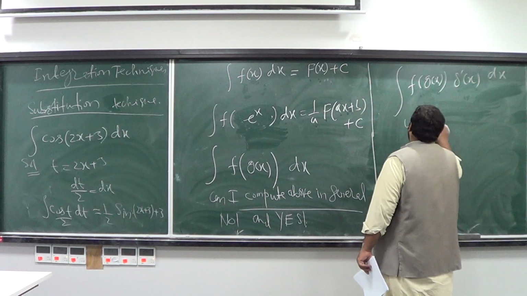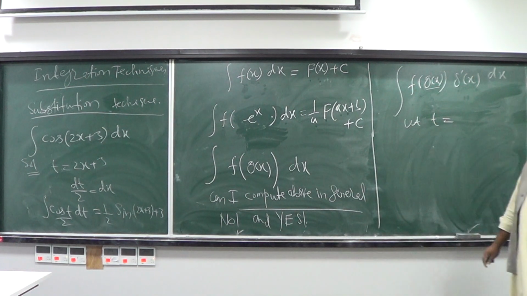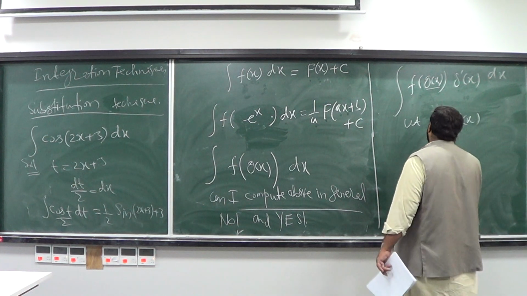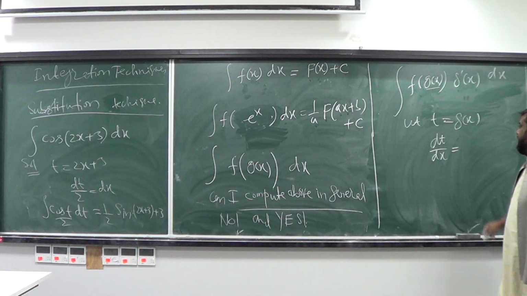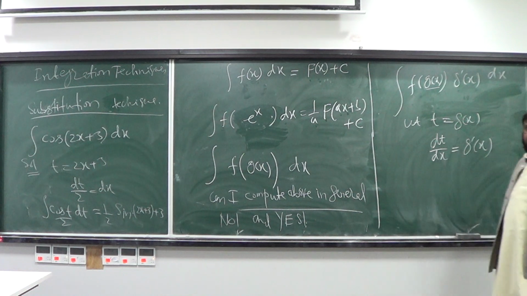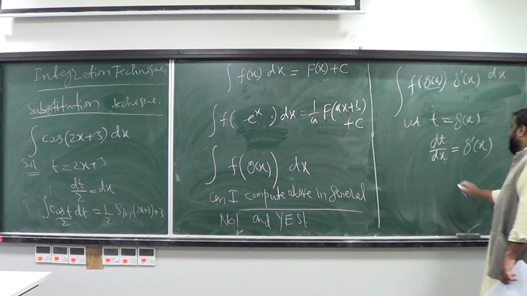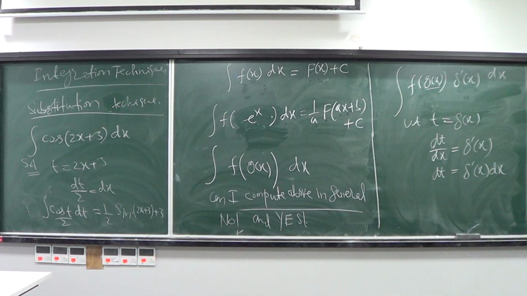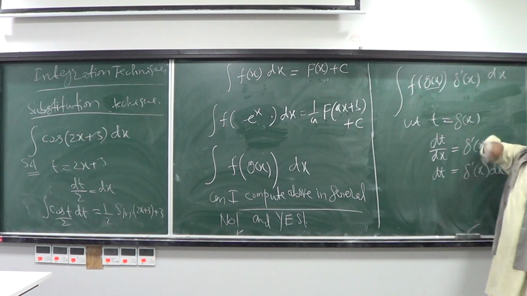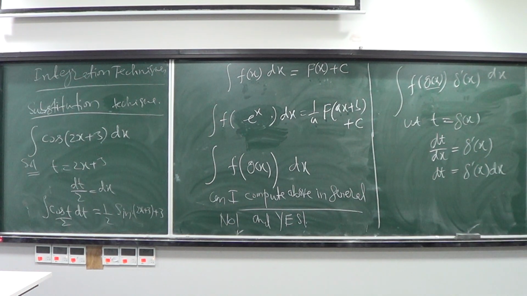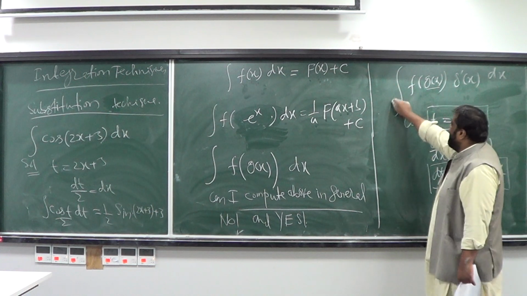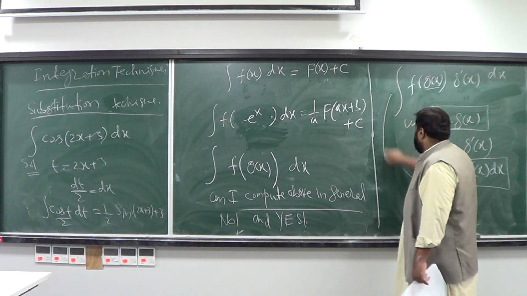So what are you going to do? Let's assume t is whatever is inside the function. So let t equal g of x. Now what would be dt by dx? dt by dx will become g prime of x, and hence your dt will become g prime of x dx. Aha! Now you can see why you need the derivative of this inside function g. Because with this substitution, your integral will be converted into a very standard form.